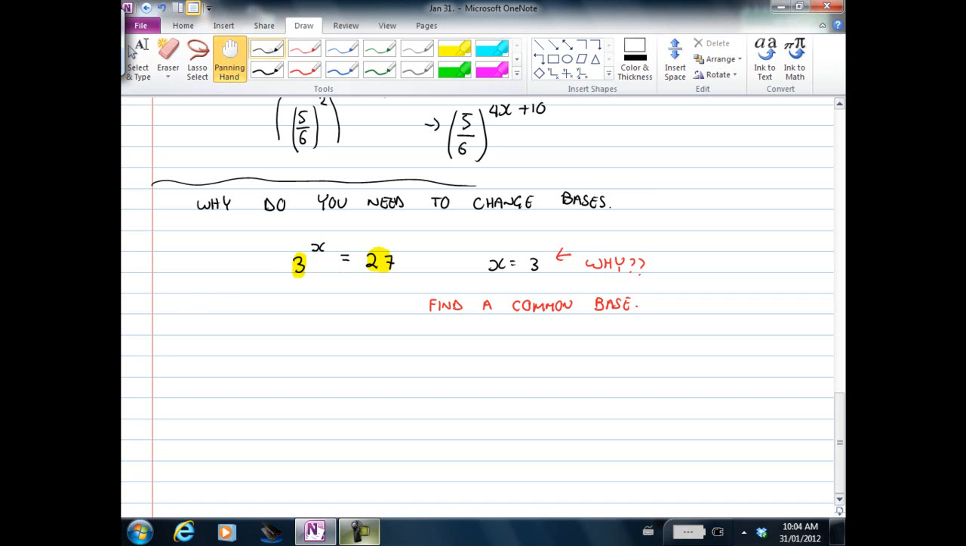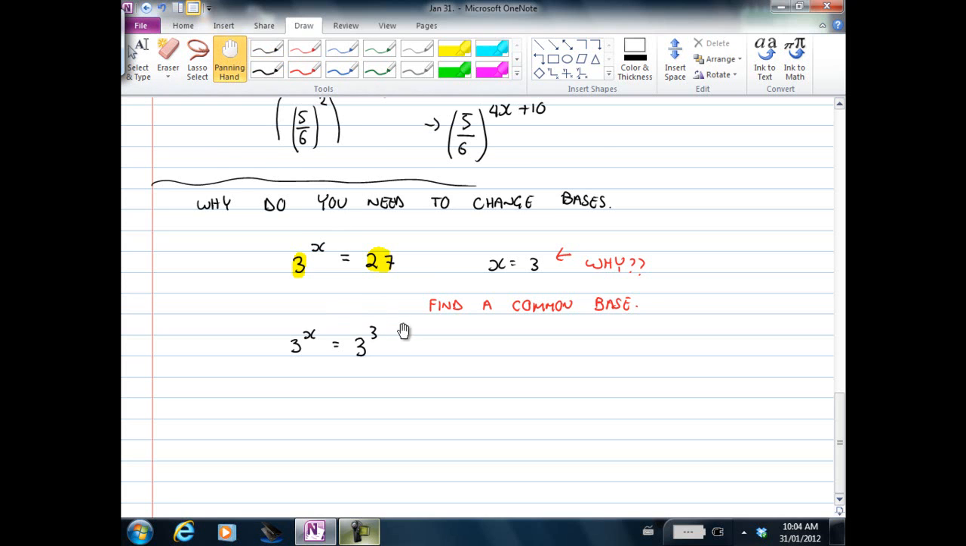3. So if this is a 3 already, I'll keep it the same. But hey, look at this 27. 27 is bad. Change 27 to base 3 right now. That would be 3 to the power of 3.